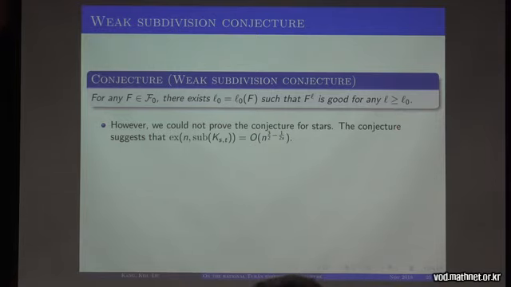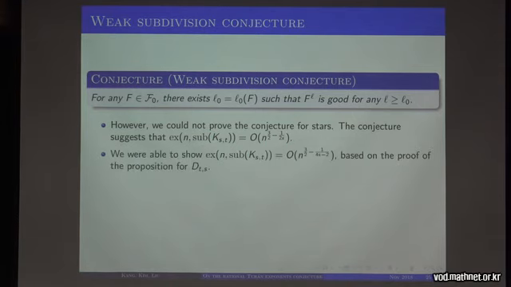So this conjecture suggests that the extremal number of the subdivision of the complete bipartite graph has an upper bound of the order of n to the 3/2 minus 1/2s. But we are only able to show this bound based on the proof of the proposition of DTS. Actually, this is the best known bound for the subdivision of KST.